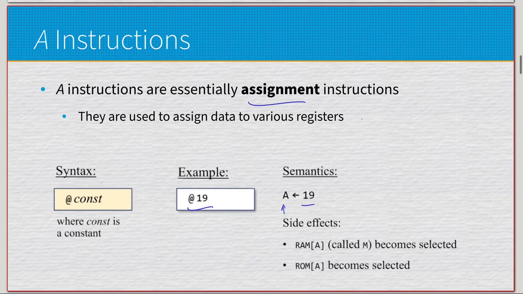So, purpose of the A instruction is to load some value into the address register. Now, there are two side effects of this. That is that RAM A and ROM A will both be selected, as the A register is always tied to whatever RAM and ROM address is selected. So if we adjust the A register, we adjust the M register as well. That'll also become apparent very soon.